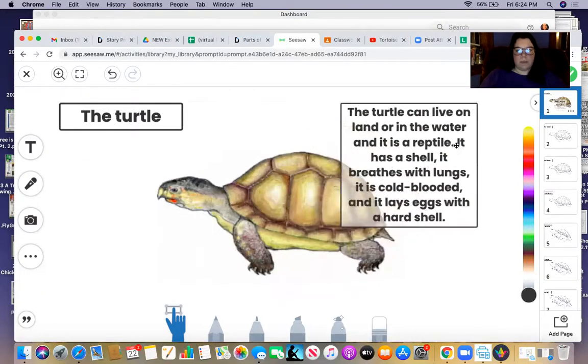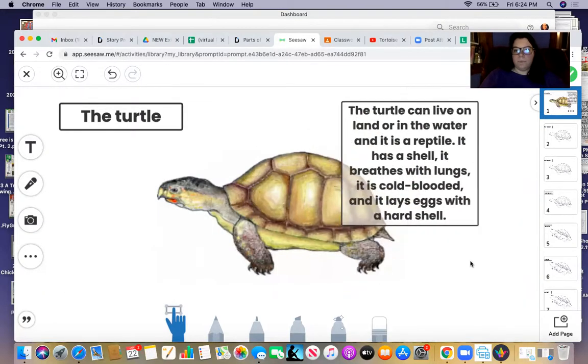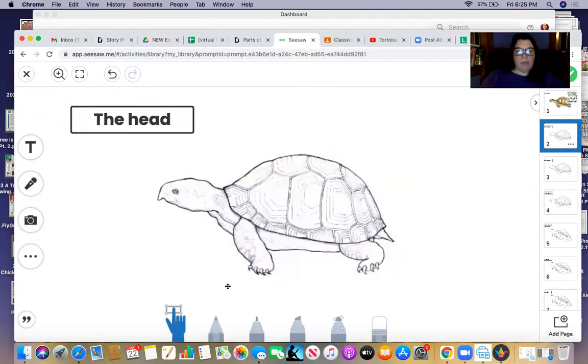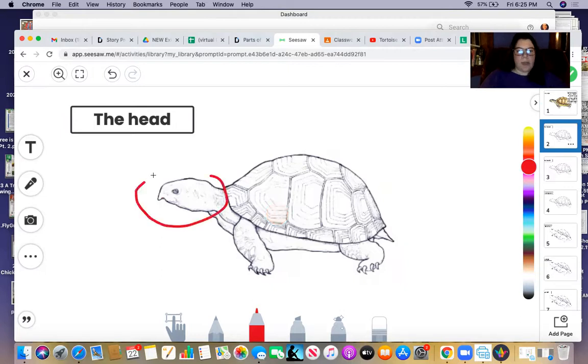You can just stick over here. And so let's talk more specifically about the parts of the turtle. We have the head. I like red to do these lessons with. So here's our head. And I could color all that in. It'll be colored in on your Padlet.